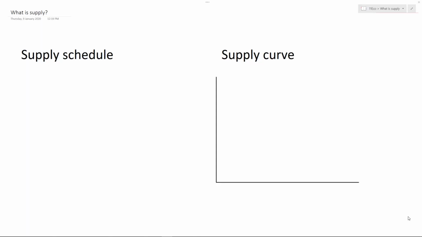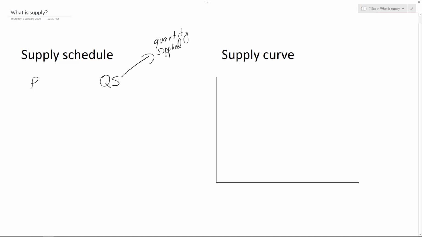Okay, so we're going to extend our discussion of supply now. We're going to look at two extra components of supply. We're going to look at what's called the supply schedule, and then from the supply schedule, we're going to use that to construct the supply curve. In terms of the supply schedule, what we're really doing is putting some numbers and details on what happens to quantity supplied when the price is at different levels. Now QS, that will come up a lot.